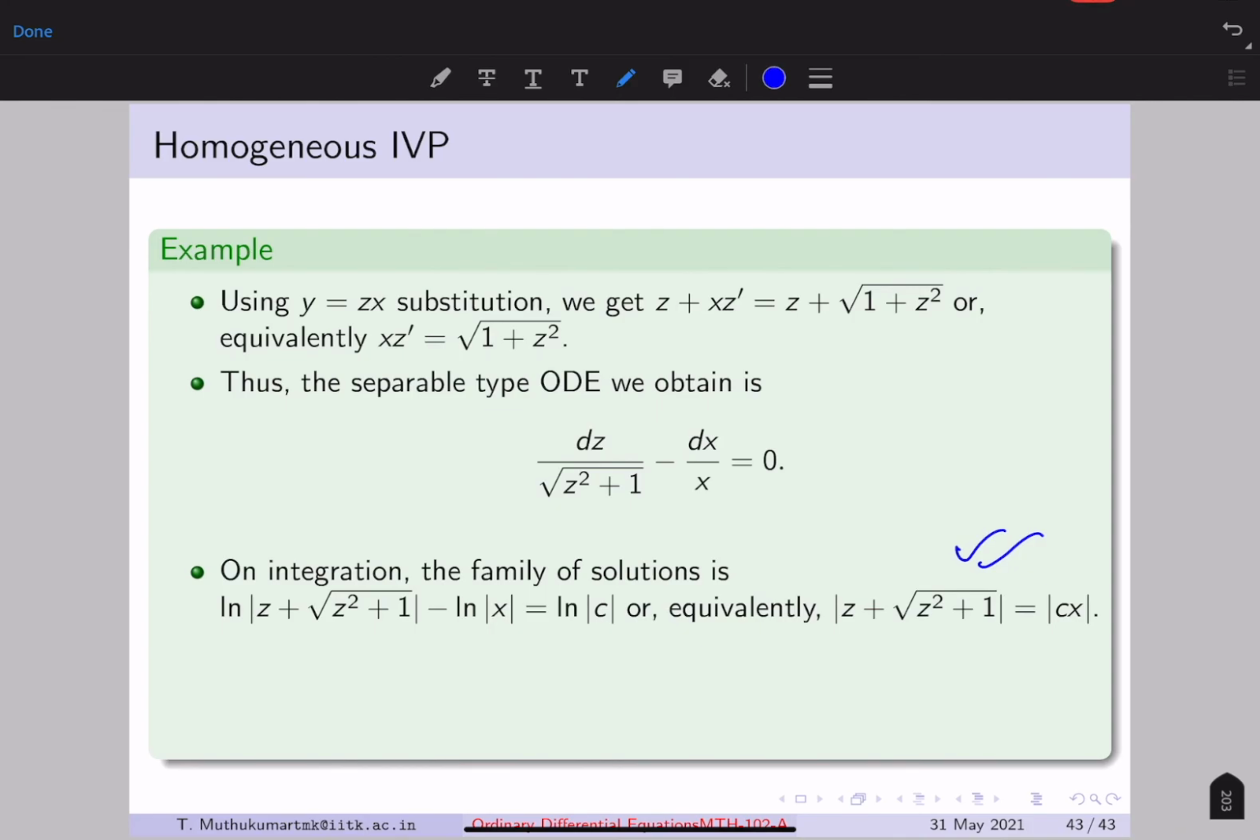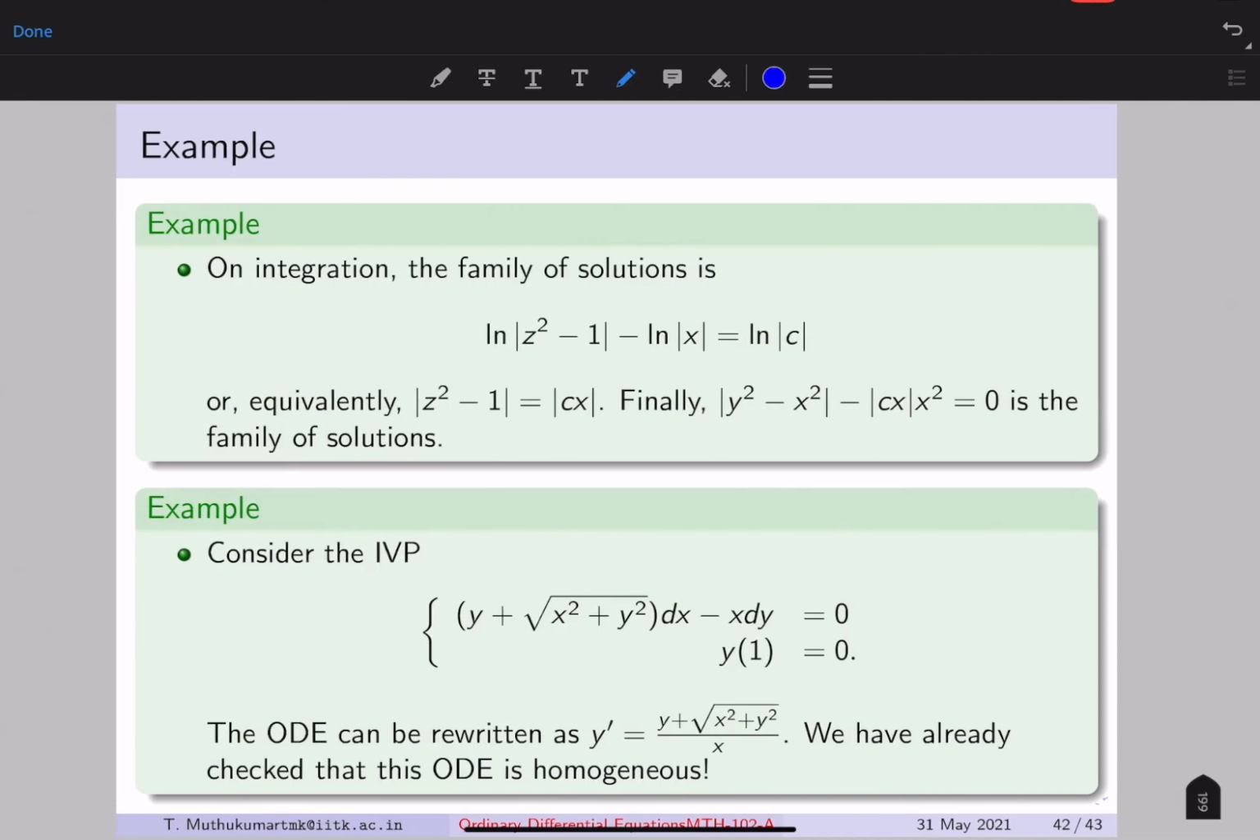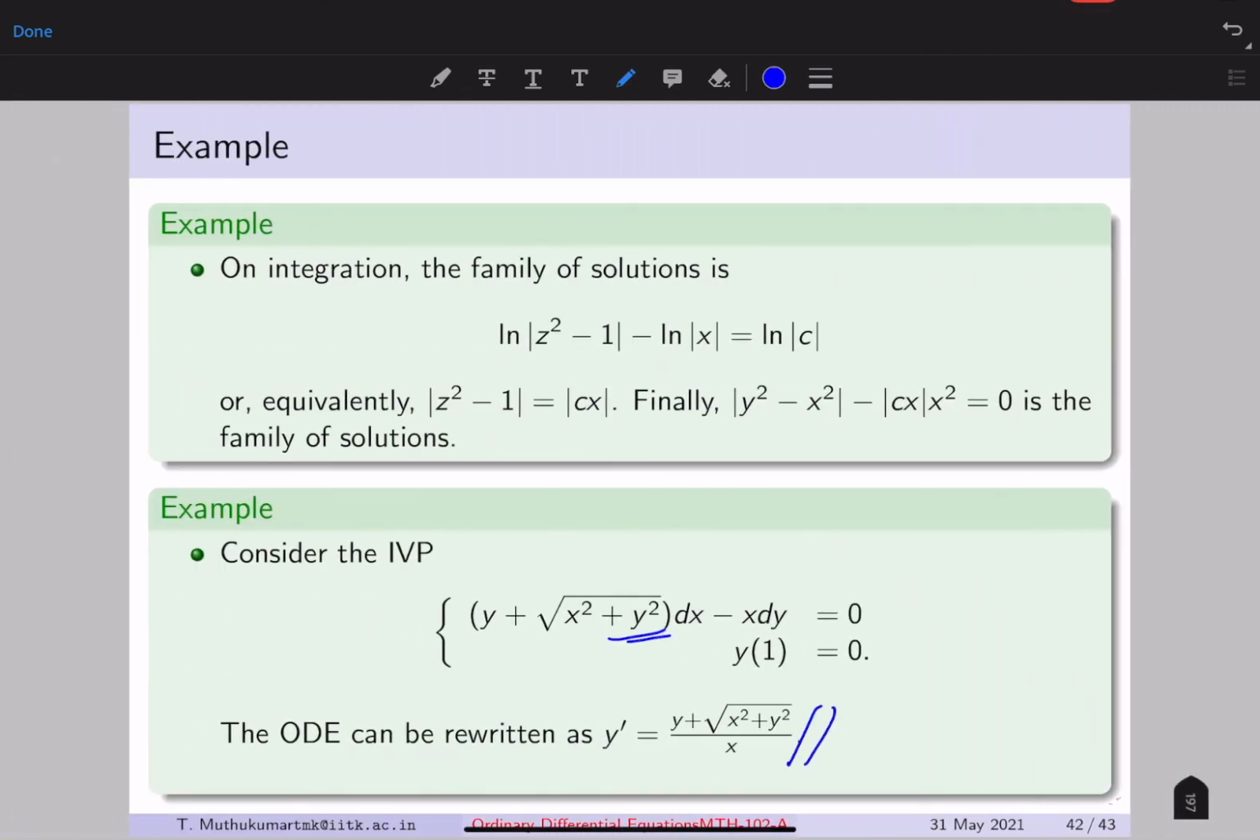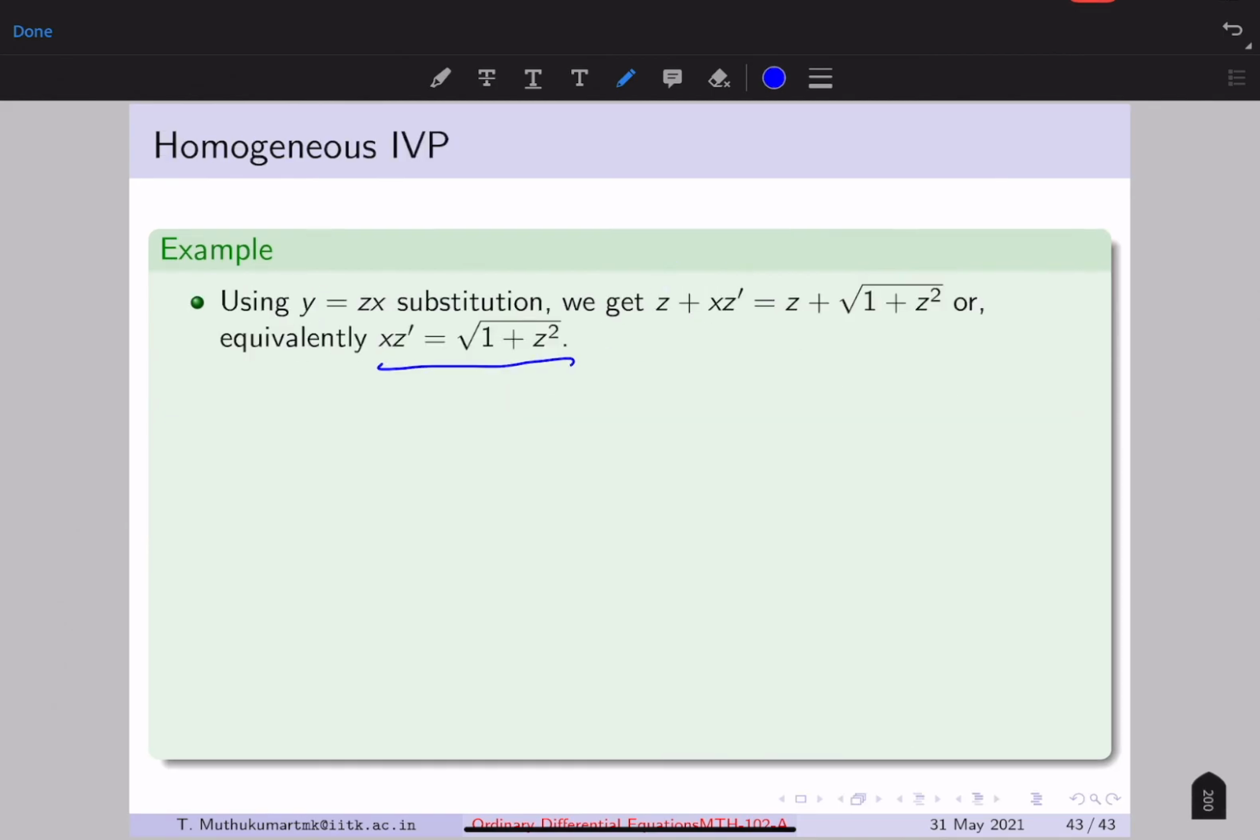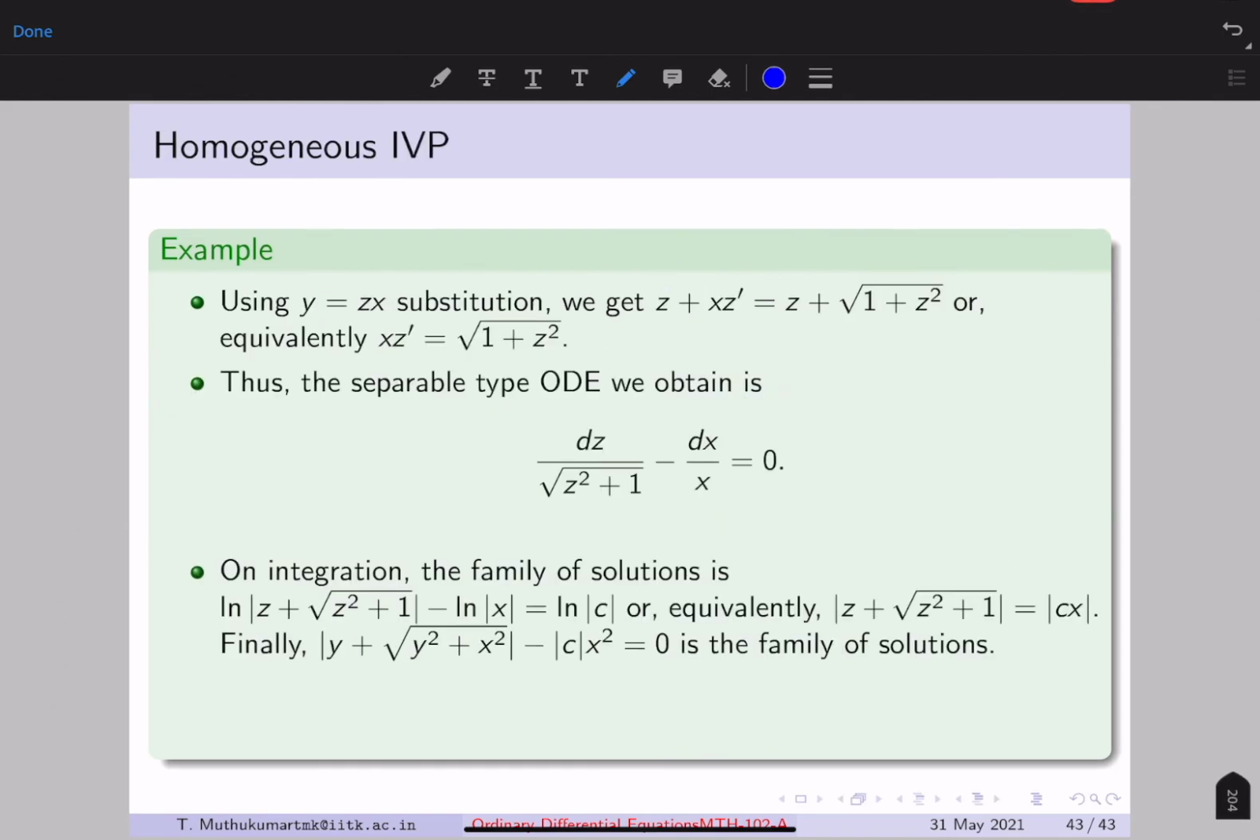Now this is an initial value problem. So now that we have a general solution, a family of solutions, for the initial value problem you can use the initial condition to pick one solution, right? So what is the initial condition given to us? The initial condition given to us is that the value of y is 0 at x equal to 1. At x equal to 1, y is 0. So let's use this information at x equal to 1.